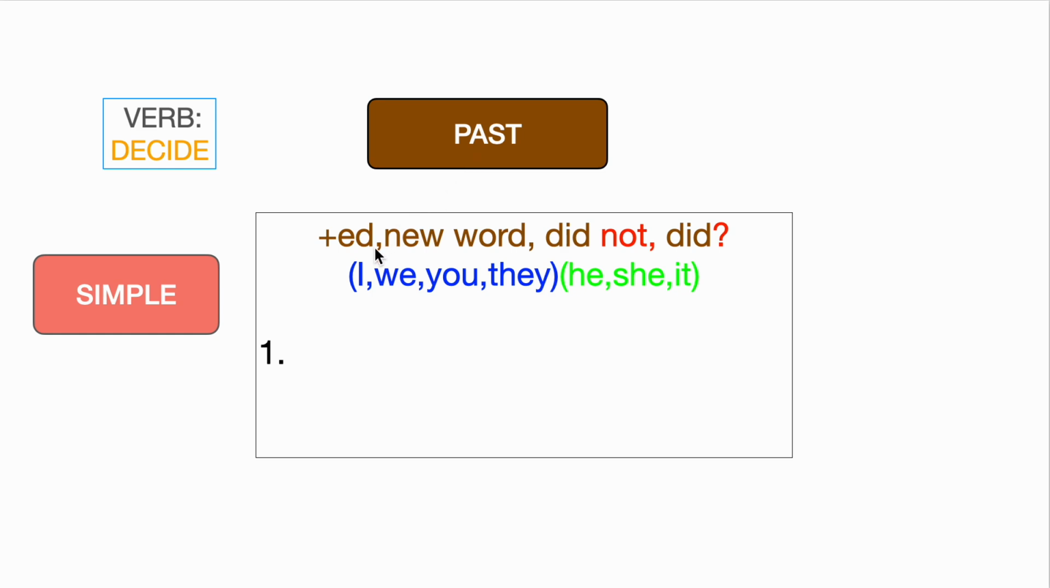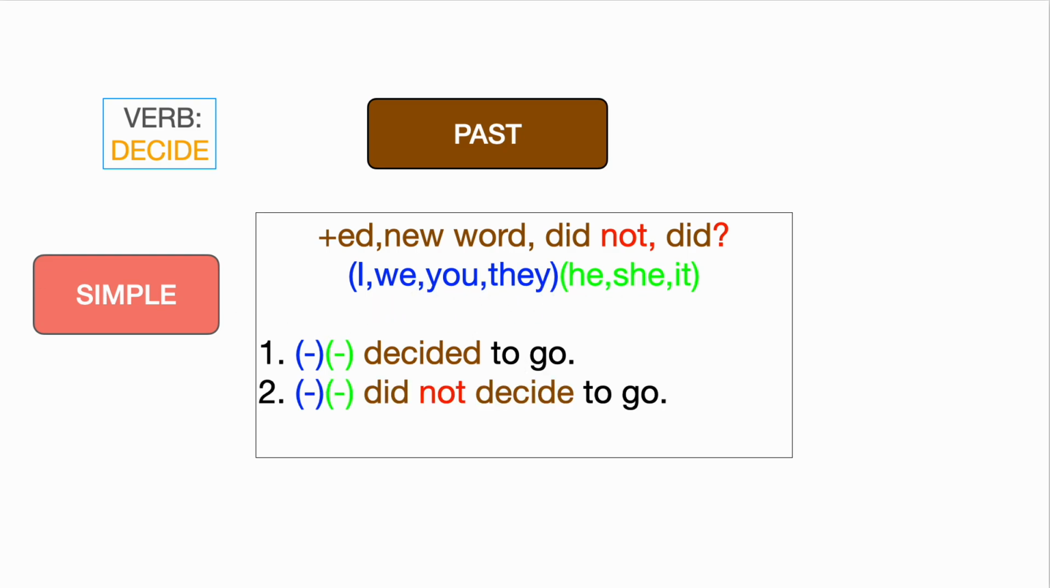Past: decide is add ed, or a new word, add did with not, or did as a question. So let's look at the sentence. Number 1, I decided to go, or any of these decided to go. Number 2 is did not decide to go. So we can do any of these. We did not decide to go. He did not decide to go.